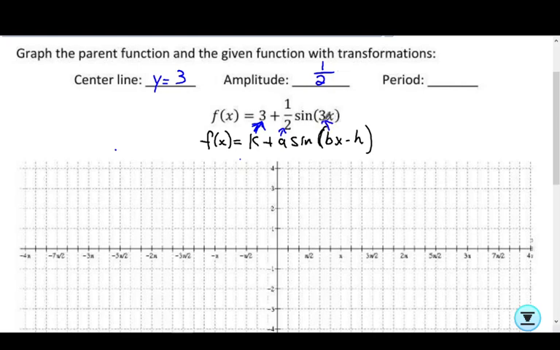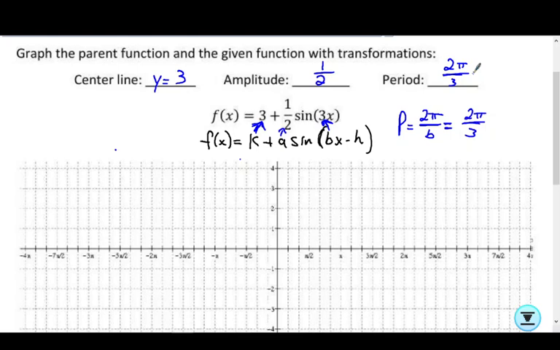This is B. That is what we're going to use to find our change in period. That represents our horizontal stretch or compression. So we use the equation period equals 2 pi over B, because 2 pi is our original period. And since B here is 3, we get 2 pi over 3, which means our period is 2 pi over 3. And again, this is a horizontal compression because it now is smaller.